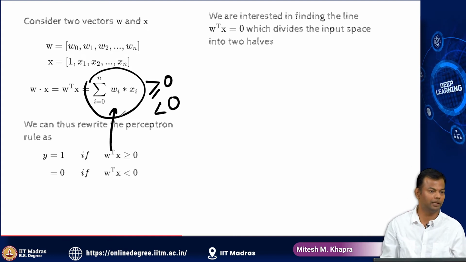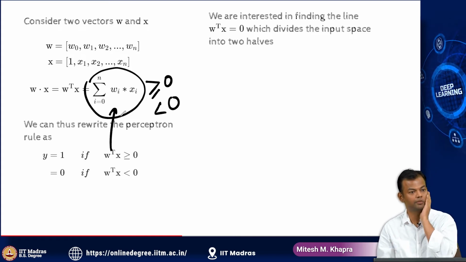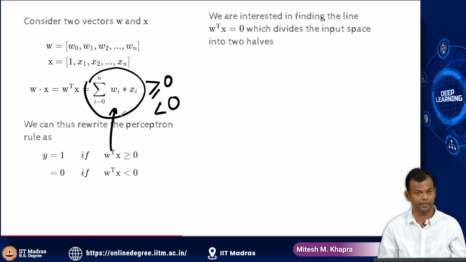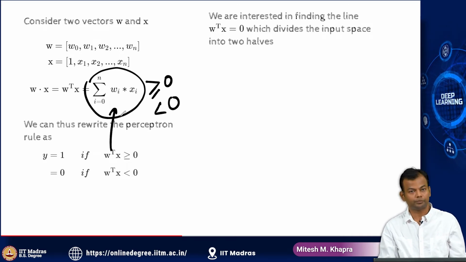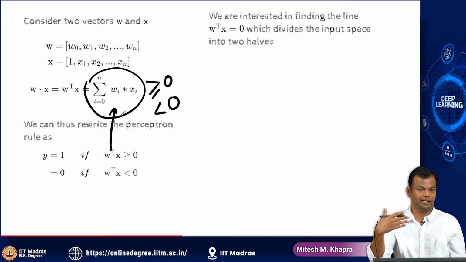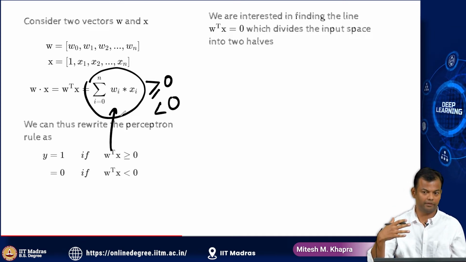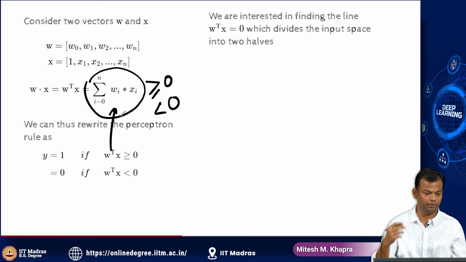What does the dot product mean? And then try to come up with some explanation for why the algorithm should work, or why it is making sense, right. So we are interested in finding this line w transpose x equal to 0, which divides the input into two halves. That we have already understood. We want to learn these w's, right.